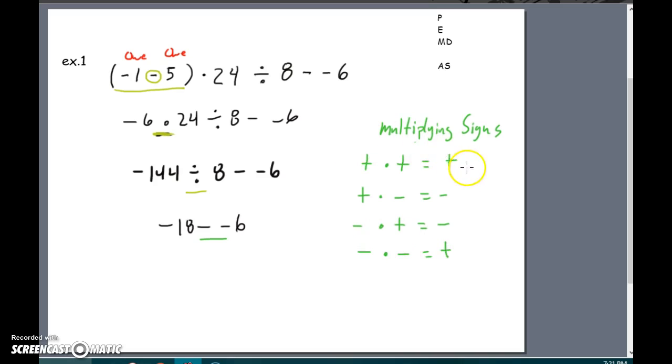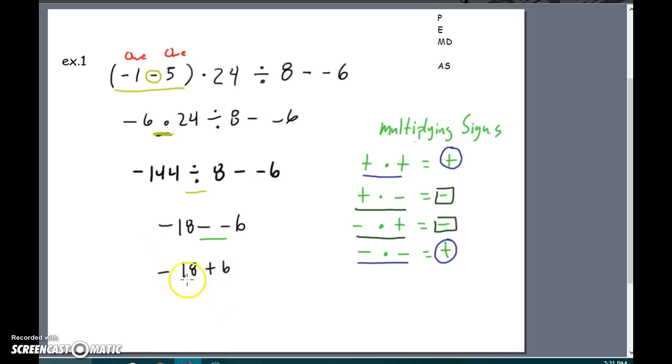Very important to point out that when these signs are the same, the outcome is positive. When the signs are different, the outcome is negative. So here we have 2 signs that are the same, so we know that the outcome is positive. So we can rewrite this as negative 18 plus 6. Now we can go ahead and simplify. We owe 18, we have 6. We know that we're going to owe money. How much are we going to owe? We're going to owe 12 after we pay in the 6 to the 18.